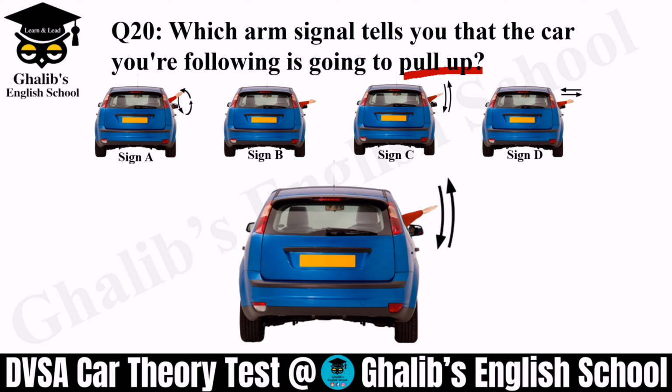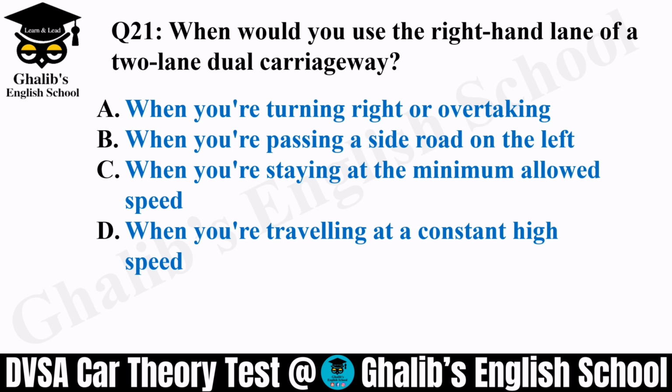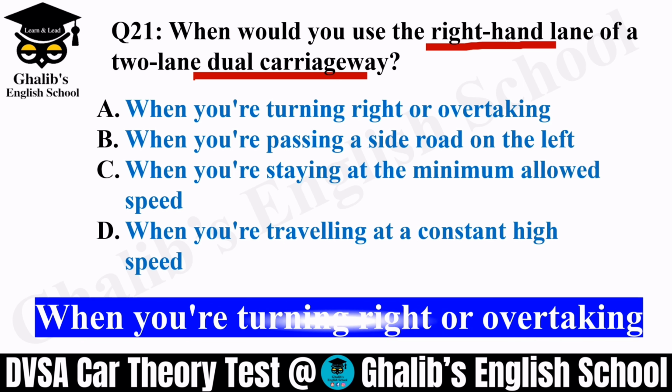Question 21. When would you use the right-hand lane of a two-lane dual carriageway? Right-hand lane of the dual carriageway. When would you use that? When you are turning right or overtaking? When you are passing a side road on the left? When you are staying at the minimum allowed speed? When you are traveling at a constant high speed? The correct option is when you are turning right or overtaking.